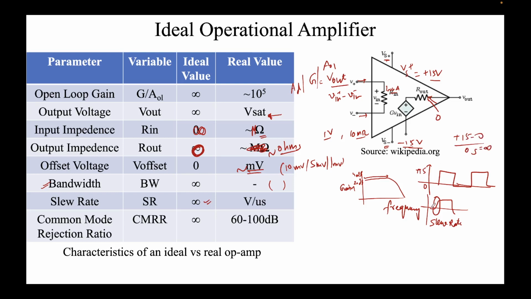So it will be infinity. However, in real life this is not the case. It will be some volts per microsecond. A good op amp will have an order of this, 2 volts per microsecond, 10 volts per microsecond, something like that.